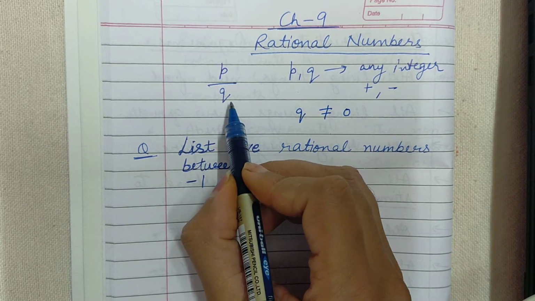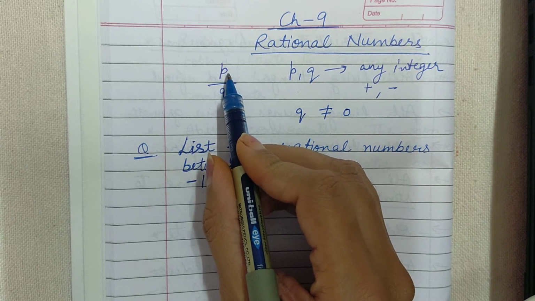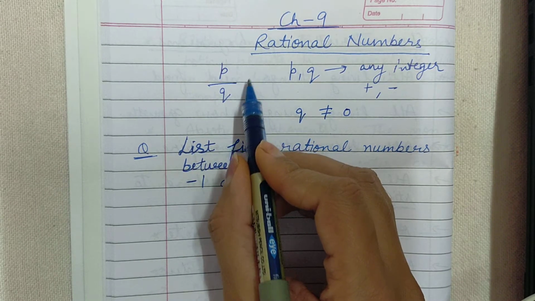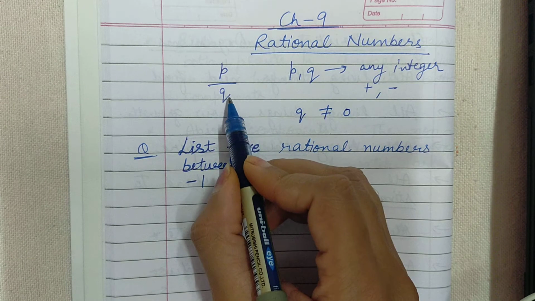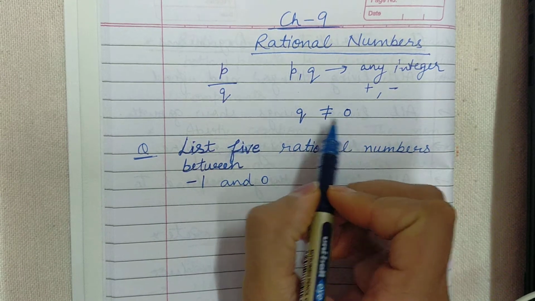Division में 0 नहीं रख सकते, and P can be anything. P can be 0 also. P can be any integer, positive or negative, and Q can be any integer, positive or negative, except 0.